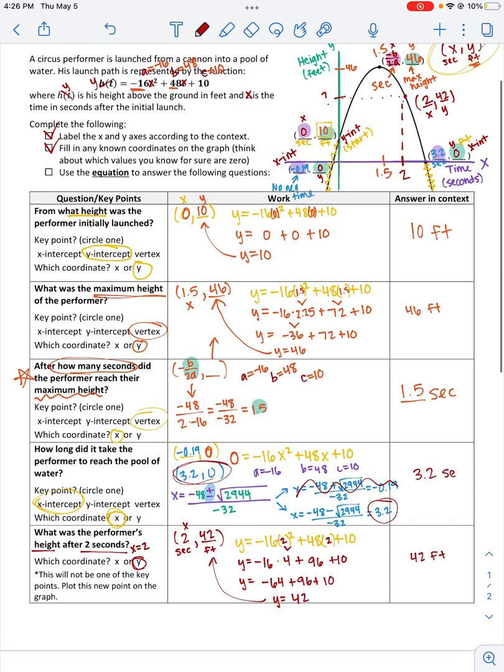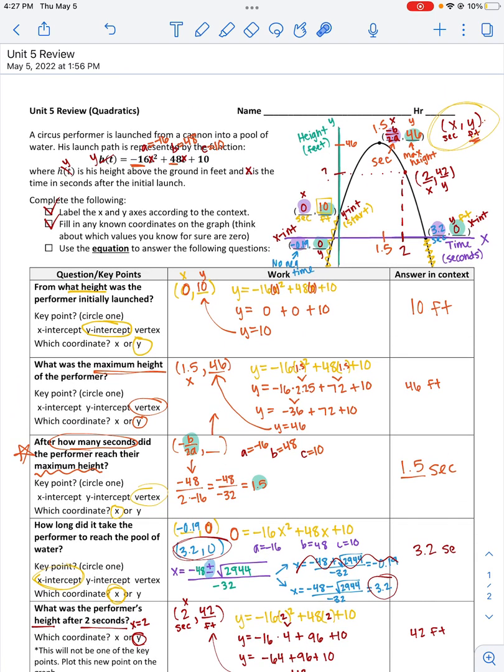Right? So then, just another check of your understanding, make sure that you could explain the story of this cannon man being launched. So like, where does he start? So at 0 seconds, he's launched from a height of 10 feet. He reaches his max height after 1.5 seconds. That max height is 46 feet in the air. And then he starts falling, and he eventually lands in that pool at a height of 0 feet after 3.2 seconds of being in the air.